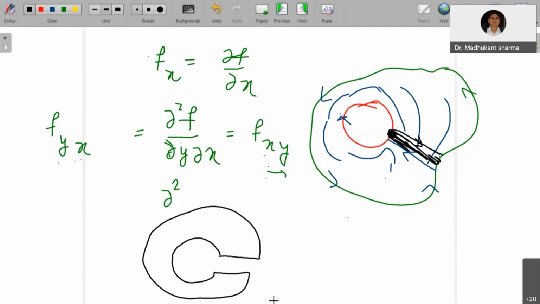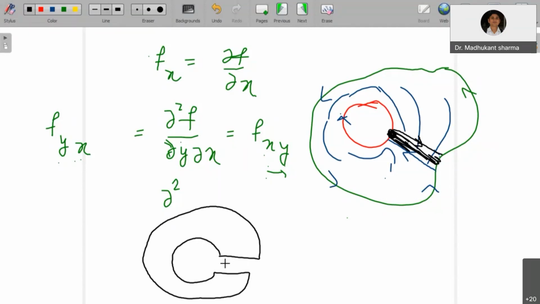Similarly, if you have multiple holes, you can also try to identify the paths so that you can make it simply connected. Okay, right.